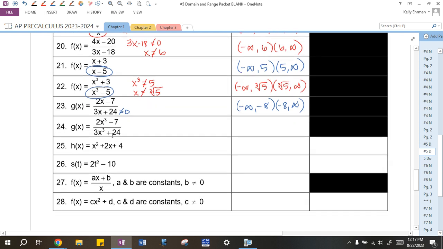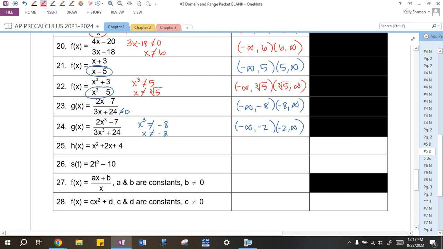What if it's 3x cubed plus 24? Then x cubed can't equal negative 8. Negative 8 is a perfect cube. It's just x can't equal negative 2. Remember, no plus or minus. Cube root of negative 8 is negative 2. So negative infinity to negative 2 and negative 2 to infinity.